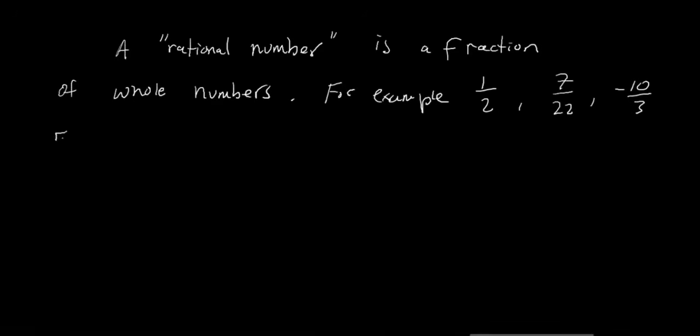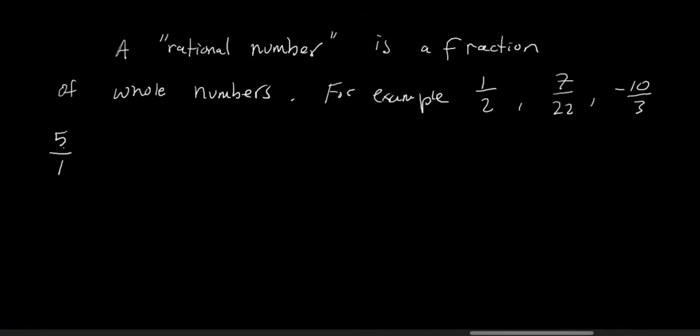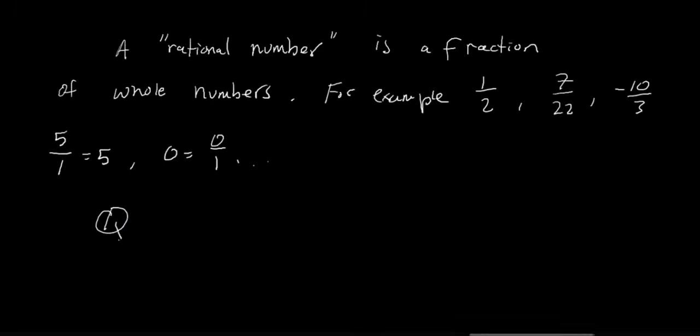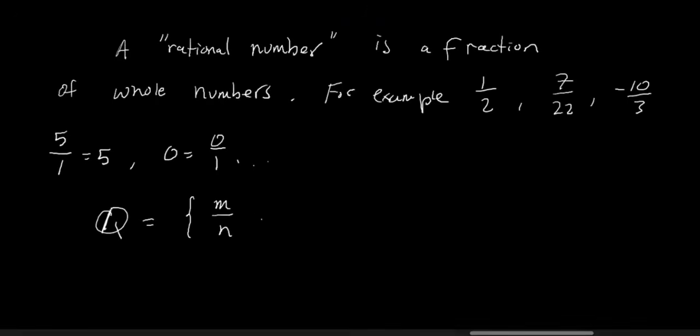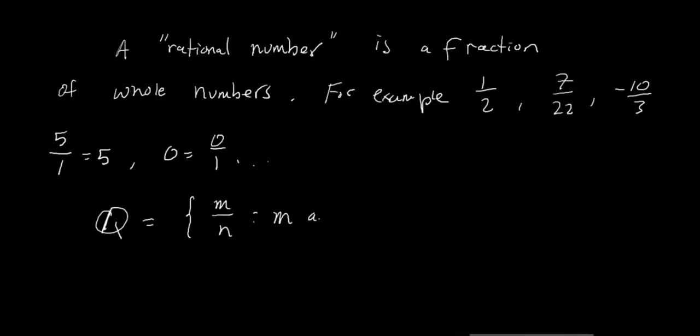We also have the whole numbers because they can be written as whole numbers divided by 1. So 5 is a rational number. 0 is a rational number because it's 0/1. So we write the rational numbers with the symbol Q with an extra line. So Q, the set of rational numbers, is the set m/n, where m and n are whole numbers, and n is not 0.